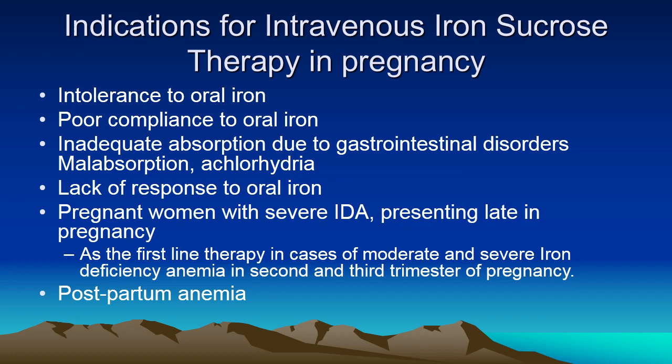Inadequate absorption due to gastrointestinal disorder, malabsorption, achlorhydria. In our case, ulcerative colitis was a concomitant disease that resulted in poor oral tolerance. Lack of response to oral iron is also another one. That means if adequate reticulocyte count doesn't occur in 1 to 2 weeks, then probably oral iron is failing. Then pregnant women with severe iron deficiency anemia presenting late in the pregnancy, as is our case.